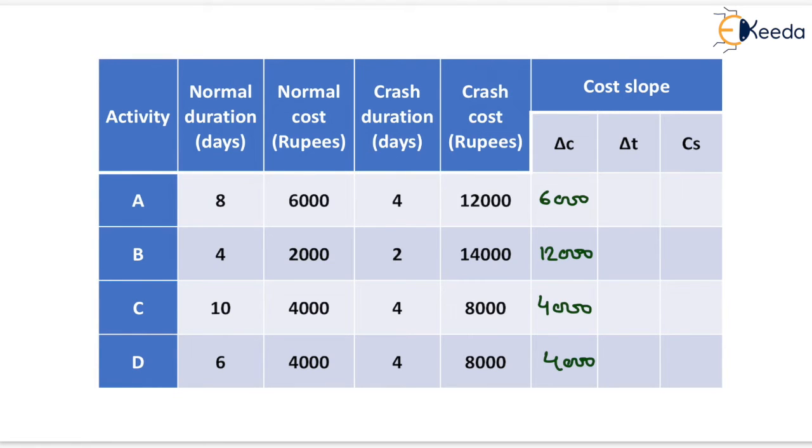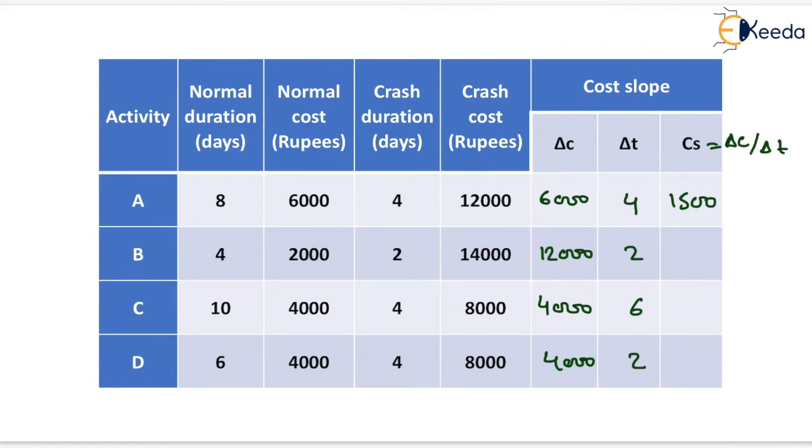Now delta T value can be determined by subtracting the crash duration from the normal duration. It will be equals to 4, 2, 6 and 2. Now we can find the value of cost slope, which will be equals to delta C upon delta T. Now 6000 upon 4, it will be equals to 1500 rupees.